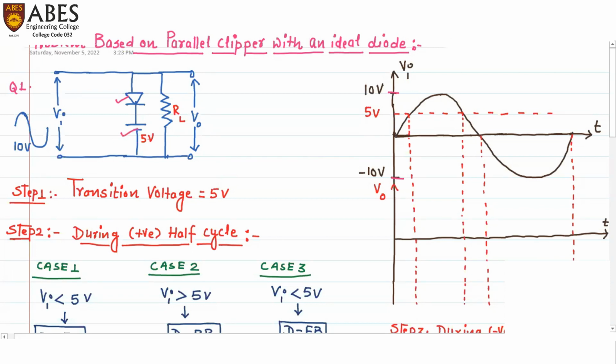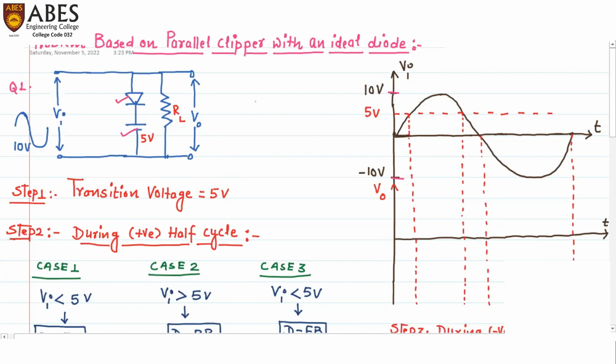Here we can see the battery voltage is 5 volts. Therefore, I have taken the transition voltage also equal to 5 volts. Now, here we need to see whether this transition voltage will be positive or negative. So how do we come to know?